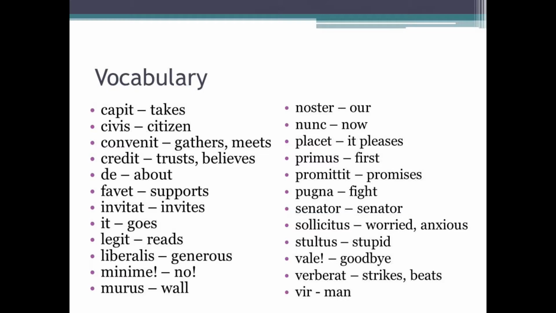Placet means it pleases. Primus is first. Promittit, promises. Pugna is a fight. Senator, that's a nice easy one to remember, means senator. Sollicitus is worried or anxious. Stultus means stupid. Vale is goodbye. Verberat is strikes or beats. And vir is a man.